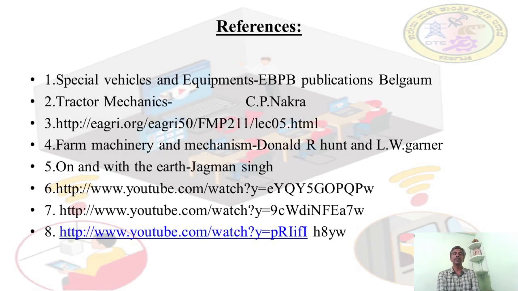Okay. So see, I have taken all these materials from Special Vehicles and Equipments from ABP Publications, Belgaum, and Tractor Mechanics by C.P. Nakra, which is a very important textbook. In this textbook, almost all of this material will be there. Then the second one is Farm Machinery and Mechanism by Donald Arendt and L.W. Garner. Next one is On and With the Earth by Jagmohan Singh. And YouTube channels, I have collected all these materials.